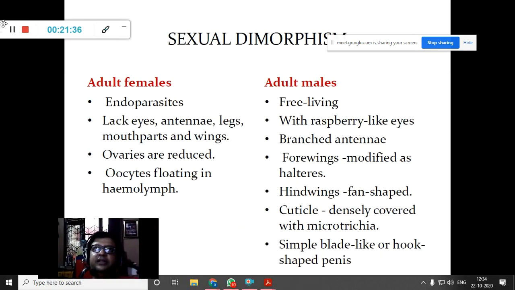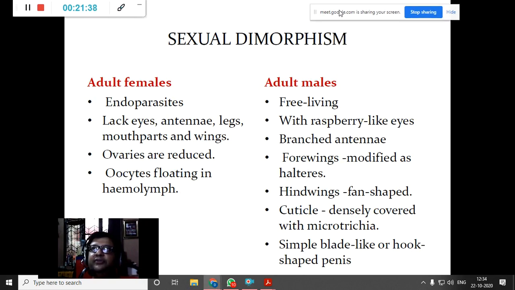So if you look at the sexual dimorphism over here, what you find is that adult females are all endoparasites. They lack eyes, antenna, legs, mouthparts and wings. Ovaries are reduced. Oocytes floating in hemolymph. The males are free living. They have raspberry like eyes. They have branched antenna. Their forewings are modified as halteres. Hind wings are fan shaped, cuticle densely covered with microtrachea. They have simple blade like or hook shaped penis.